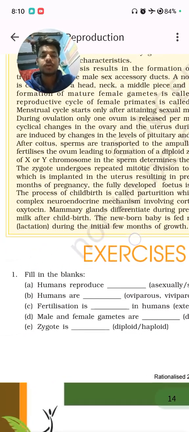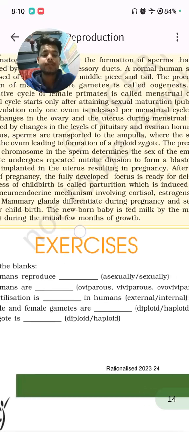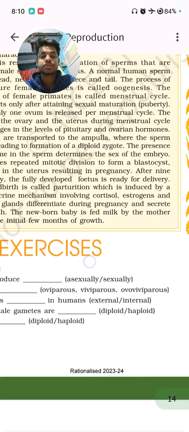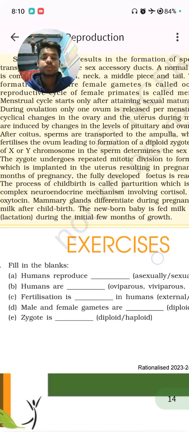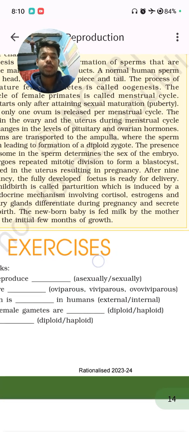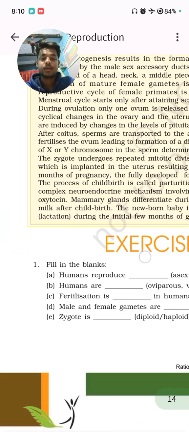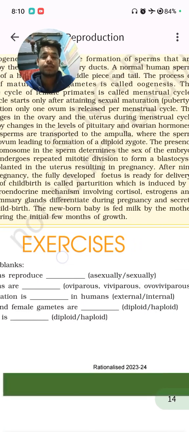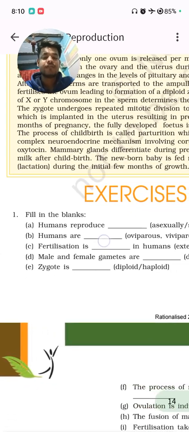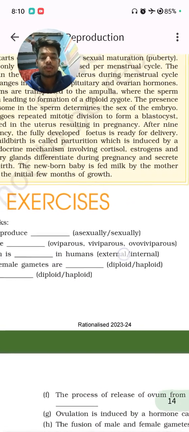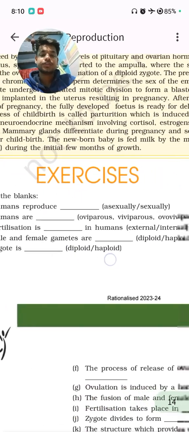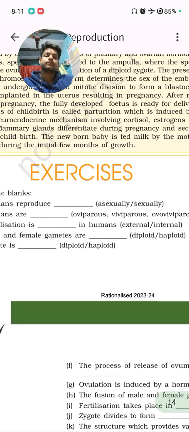After 9 months of pregnancy, the fully developed fetus is ready for delivery. The process of childbirth is called parturition, which is induced by a complex neuroendocrine mechanism involving cortisol, estrogen, and oxytocin. Mammary glands differentiate during pregnancy and secrete milk. After childbirth, the newborn baby is fed milk by the mother. Lactation is important during the initial few months of the baby's growth. Here, we just close the chapter.